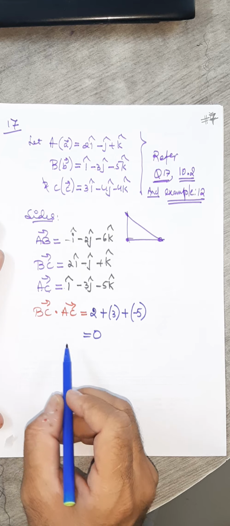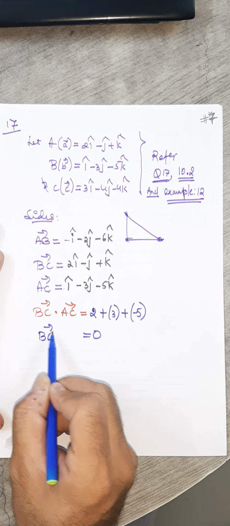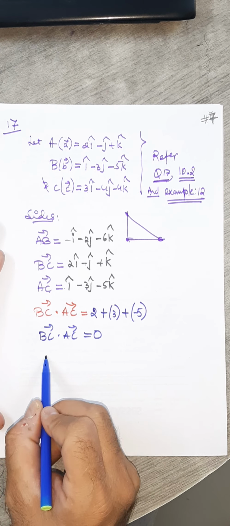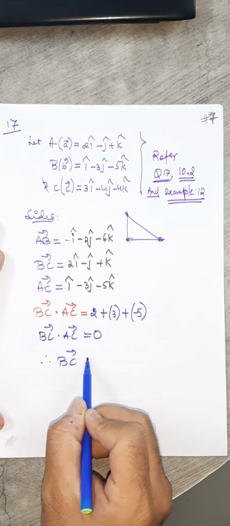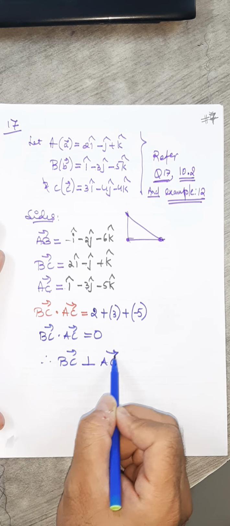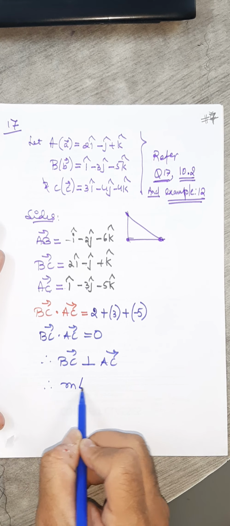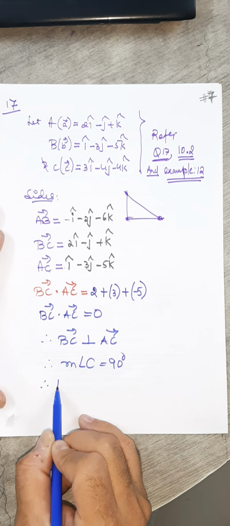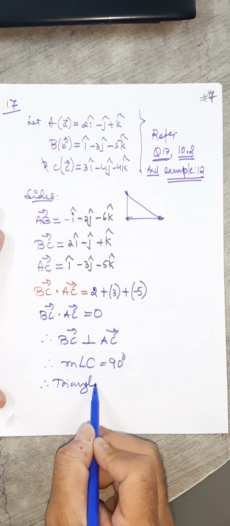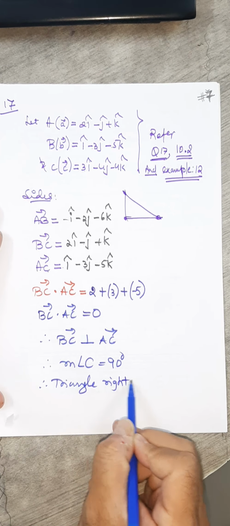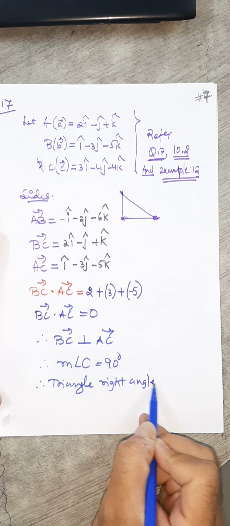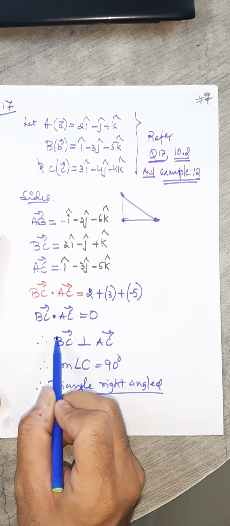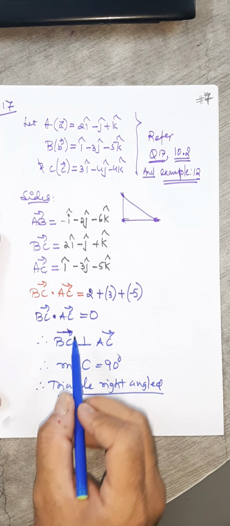So what have you noticed here? These two vectors are orthogonal, right? So BC must be perpendicular to vector AC. Therefore, the measure of angle C must be 90 degrees here. C is common, remember. And therefore, the triangle is right angle. That's what is proved. So here you have used the concept of dot product, remember.